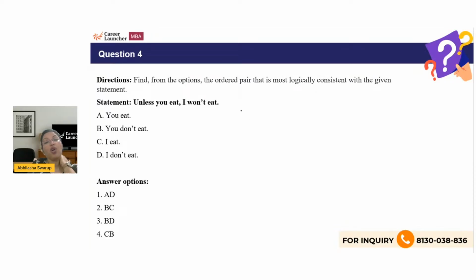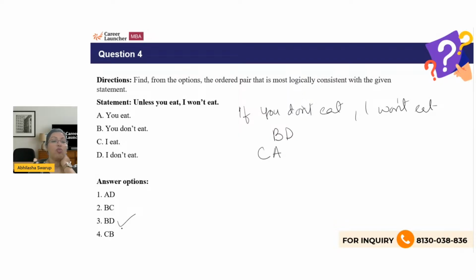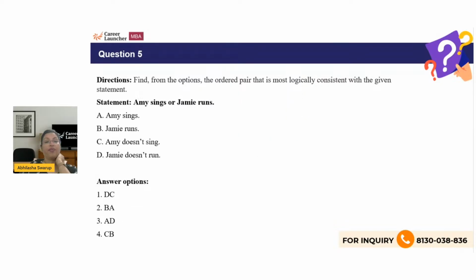Unless means if not. So if you don't eat, I won't eat. Okay, that's my statement. So my first pair will be you don't eat, which is B. I don't eat, which is D. Okay, that's one of my answers. My other will be I eat, you eat. I eat will be C, you eat will be A. So BD is the one that is given here.